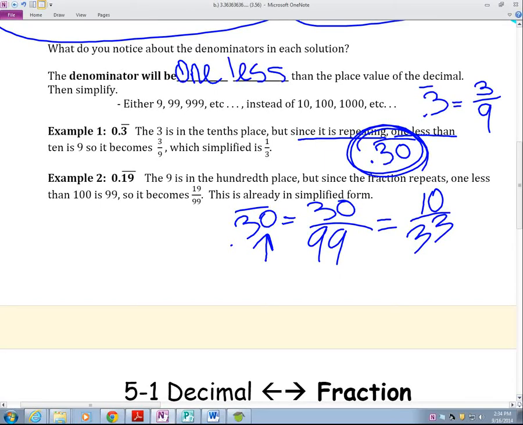Yes, sir? So the denominator is always going to have a 9? When it repeats, yes. As it says here, the denominator is always going to have one of those in it whenever it repeats, depending on the smallest part of the decimal that is repeating.